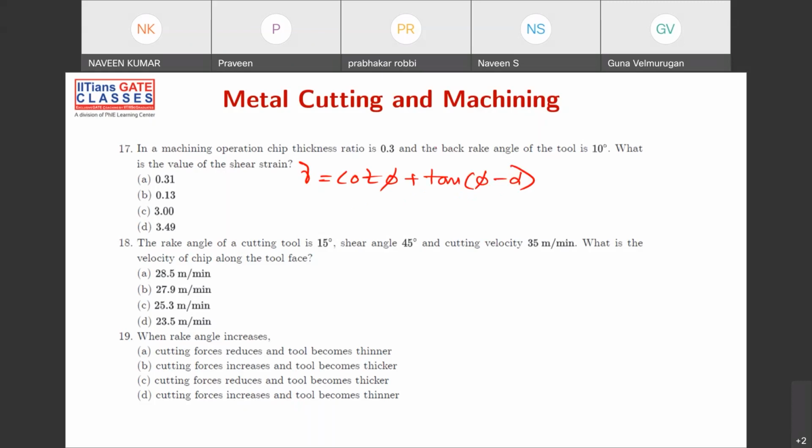So we have been given R and alpha, but we don't know phi. First find out phi. Phi you can find out as tan phi is equal to R cos alpha by 1 minus R sin alpha. How much is phi? Tell me. Anyone who can say what is the value of phi, please tell me. I'll give you 1 minute. Please use the calculator and tell me.